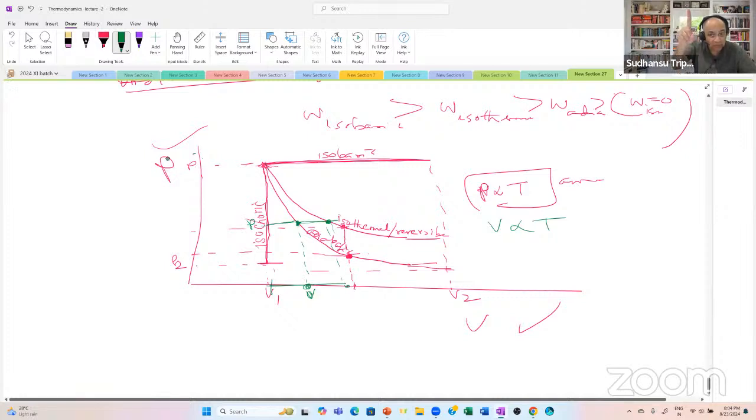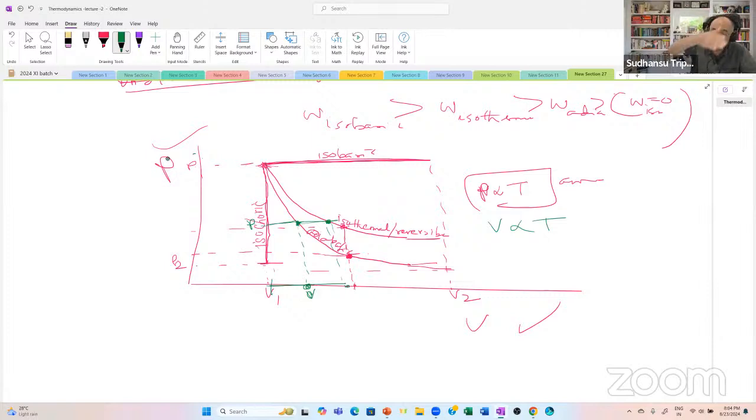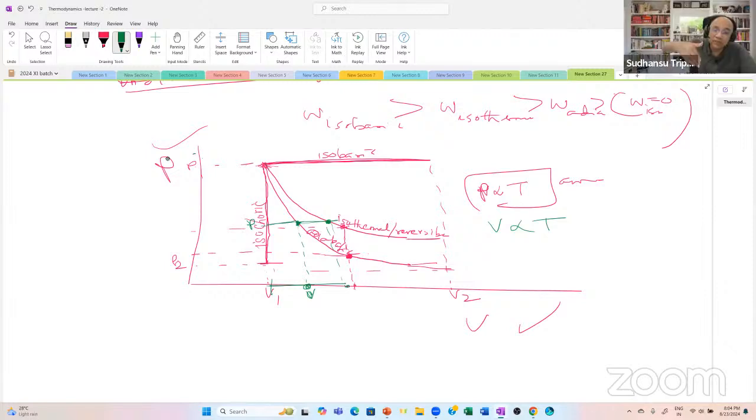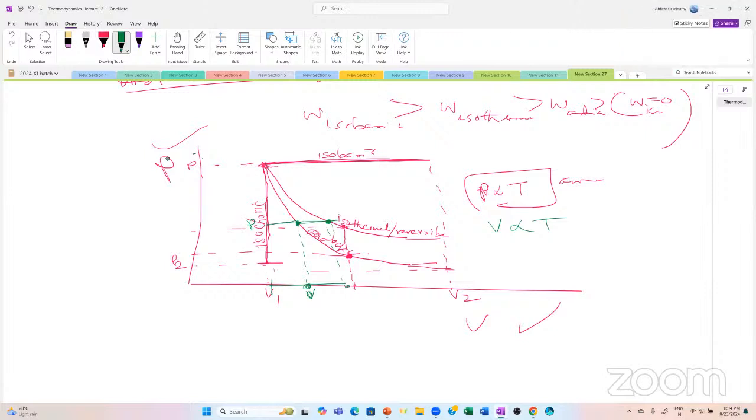You understand now why the adiabatic graph will always run below the isothermal graph? Because of the change in temperature. Expansion is happening, temperature is falling down. And if you go in the reverse direction also, you will find heating will be there and the corresponding pressure will be more or volume will be more, the other way around. Understand? Yes, sir.